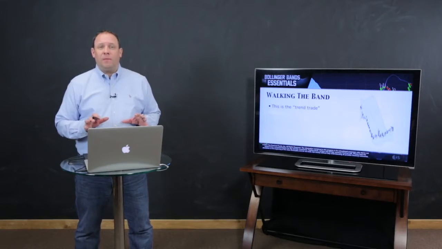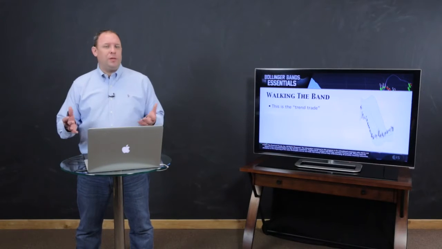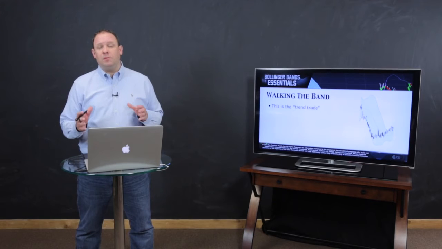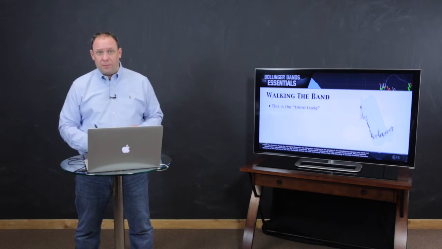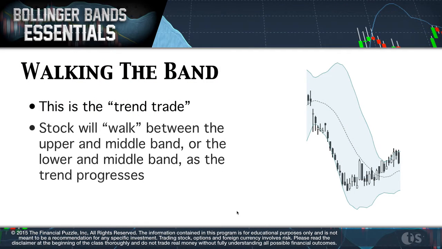Now the next play we want to talk about is what we call walking the band. This is really just a trend trade, just like you would see with the moving averages, but the difference is it's contained inside the Bollinger Band system. So this is a trend trade, and here's what happens. The stock will walk the band, or it will walk between the bands.